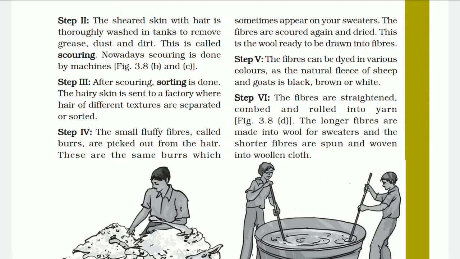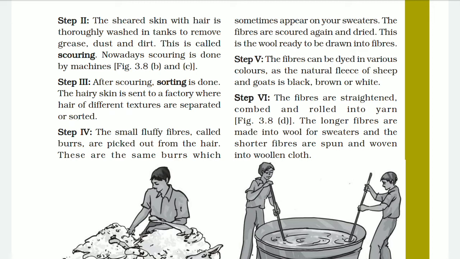The second step: the sheared skin with the hair is thoroughly washed in a tank to remove grease, dust, and dirt. This is called scouring. Nowadays, scouring is done by machine. So cleaning of the hair is called scouring. Third step: after scouring, sorting is done.